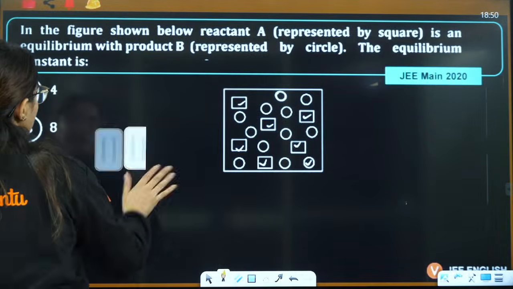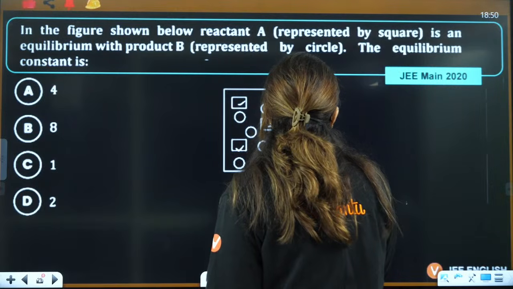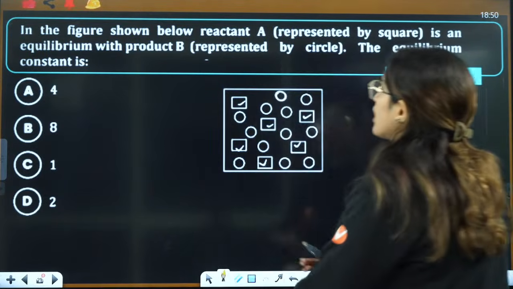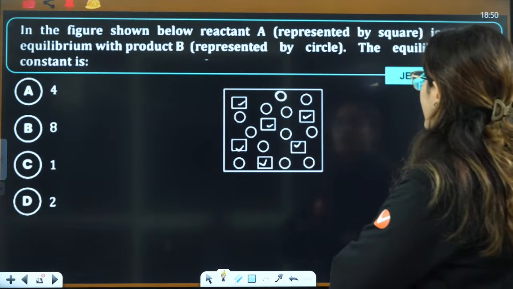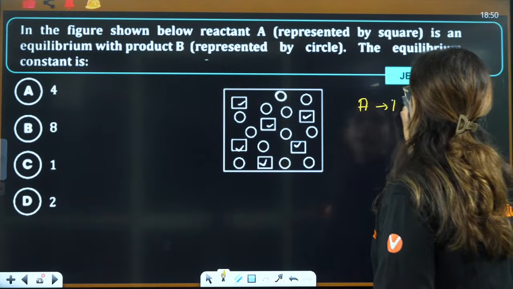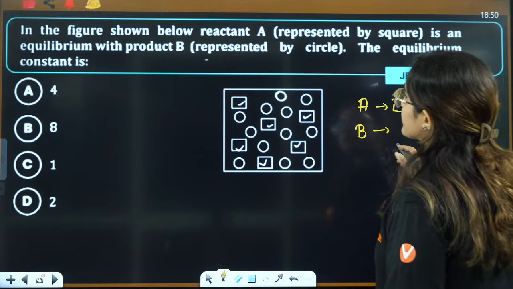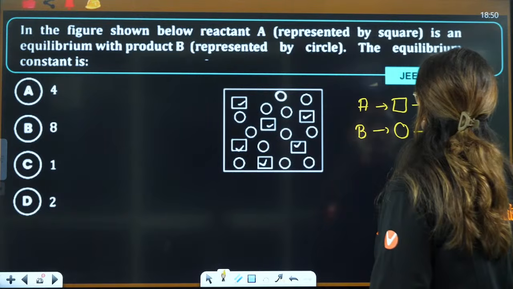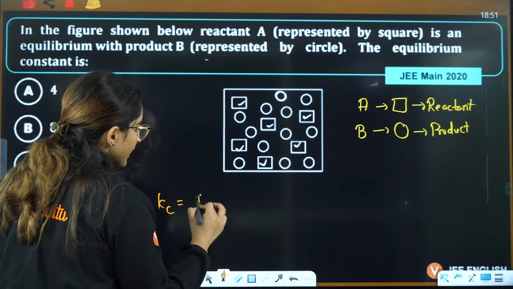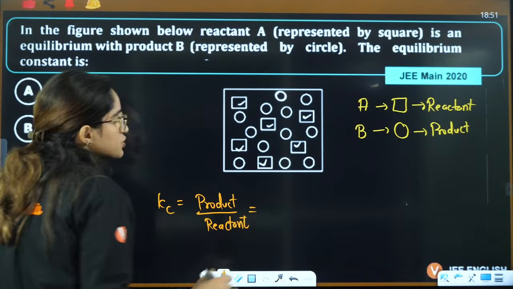So let's see a very simple question here. They are saying, in the figure shown below, reactant A is represented by a square, that is the reactant. And B is the product, represented by a circle, that is the product. They are asking you the equilibrium constant. So equilibrium constant is what? Kc is product by reactant. Product by reactant.